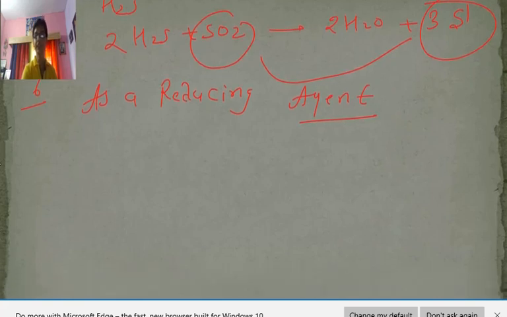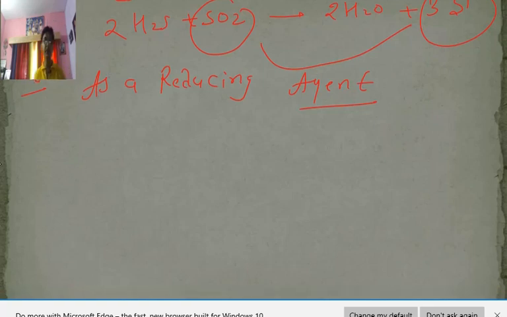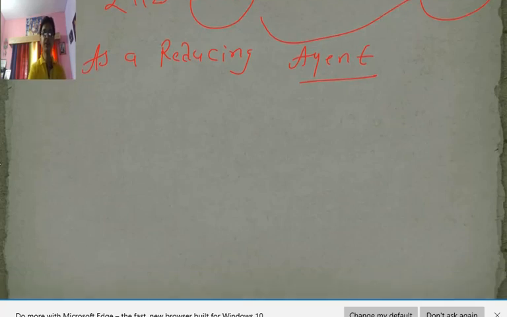In 11th class, we study redox reactions. There are two processes: one is oxidation, the second is reduction. Oxidation we explain in two steps.